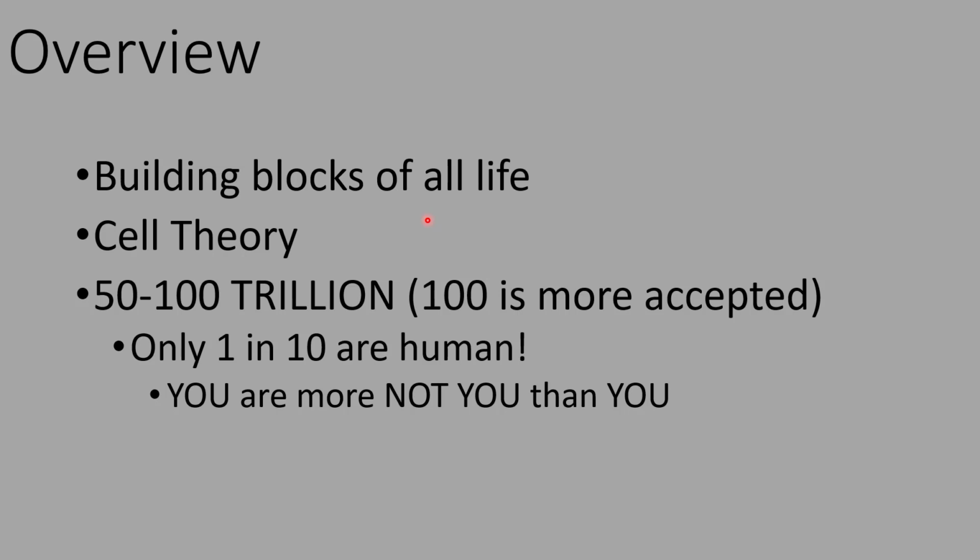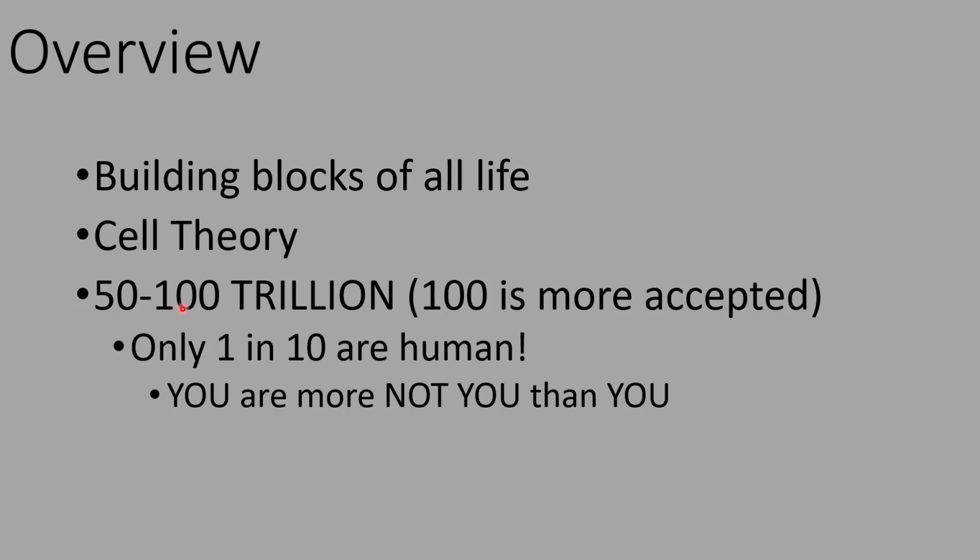Now, cells, we said, are really small. Some of them are much bigger than others. Some of them are much smaller than others. But they are all really small. With very few exceptions, cells are microscopic. You cannot see them with the naked eye. How small are they? Well, the average human is made of somewhere between 50 and 100 trillion cells. Most of us accept that 100 trillion cells is in the typical human body.